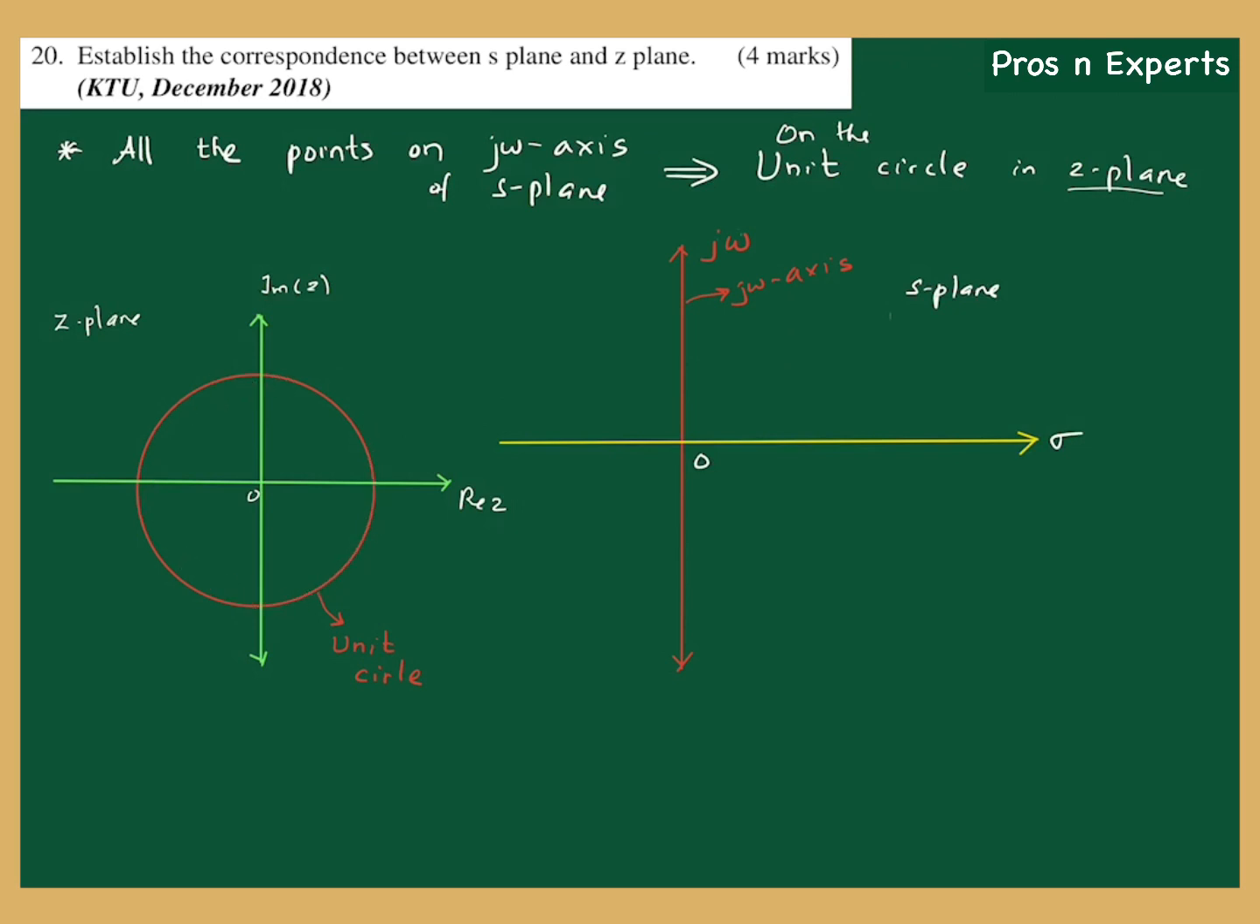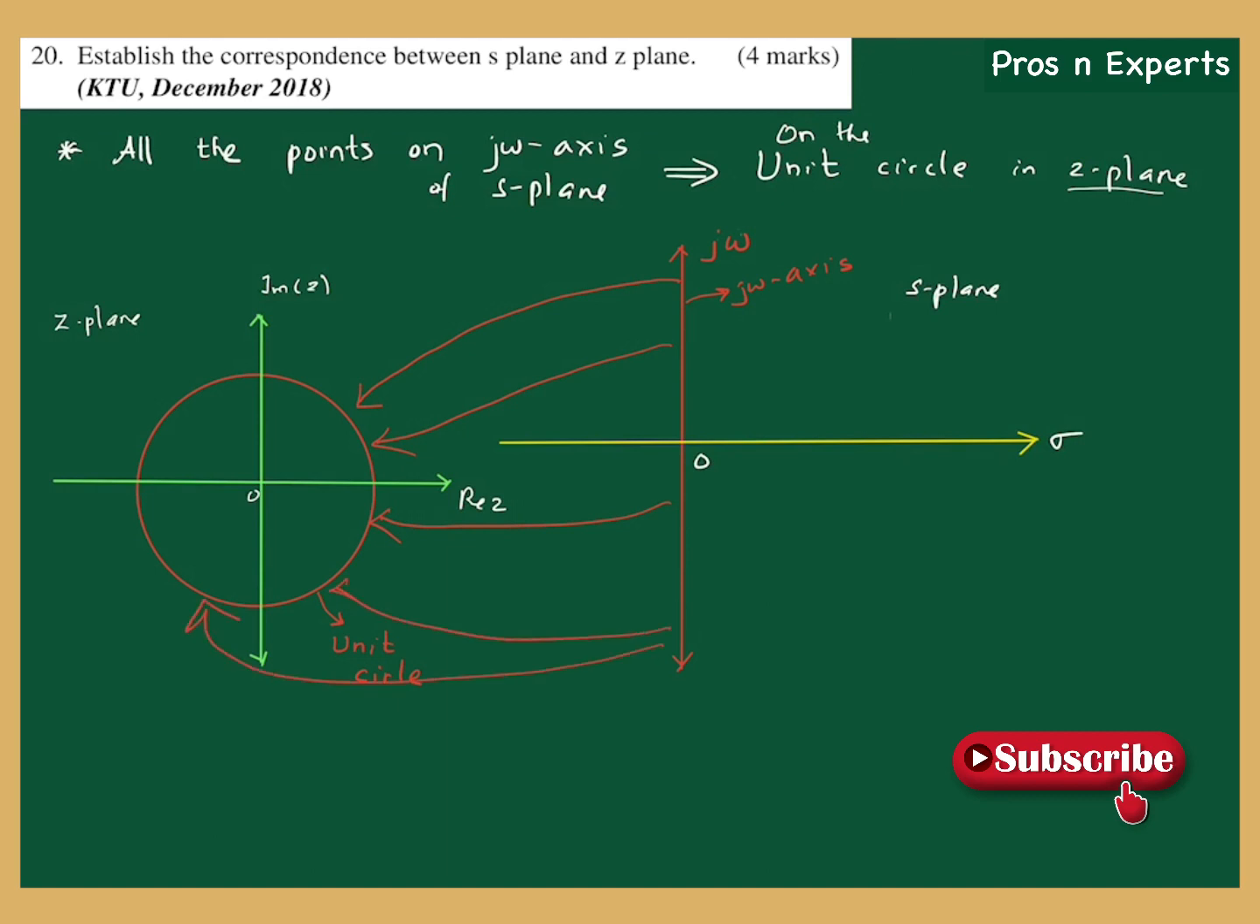Okay, the previous points were: all the points on the right half of S-plane go to the exterior of the unit circle, all points of the left half of S-plane go to the interior of the circle, and the final point maps all the points on the j omega axis onto the unit circle. This is the mapping. Okay, so this is the correspondence between S-plane and Z-plane.